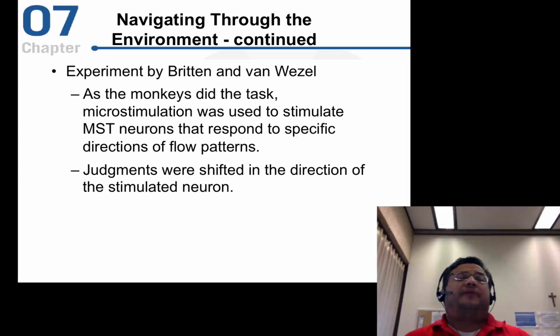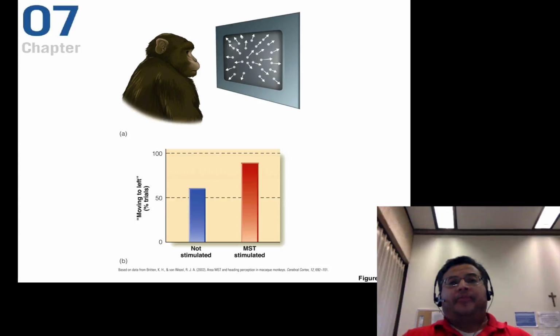Which is pretty powerful evidence that this part of the brain probably is involved somehow in helping us to perceive particular flow patterns. So, for example, here's a simple example. The monkey's watching this particular flow pattern, and it's either moving to the left or moving to the right. Whenever the monkey's allowed to watch the flow pattern without any stimulation, it would say, oh well, it's kind of just 50-50, right? I'm just going straight.